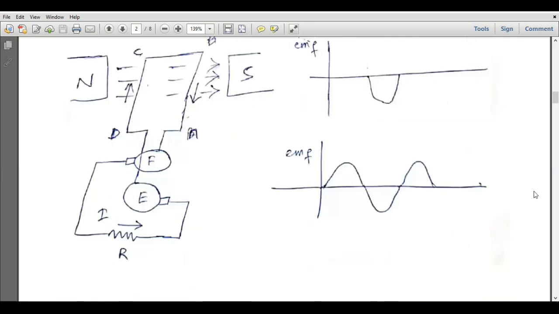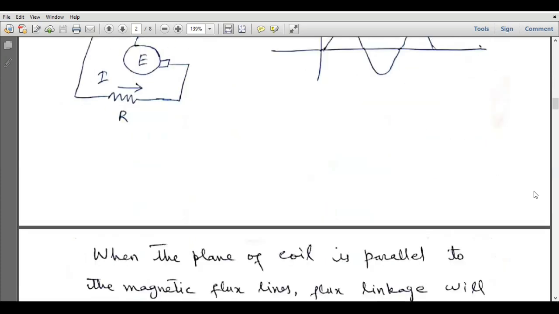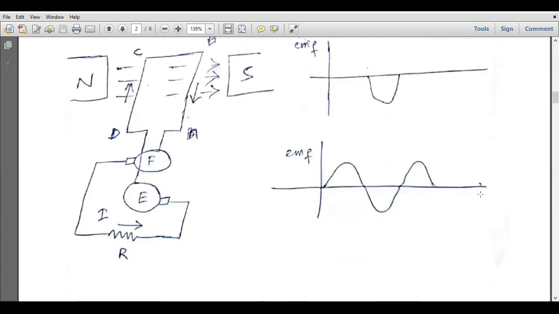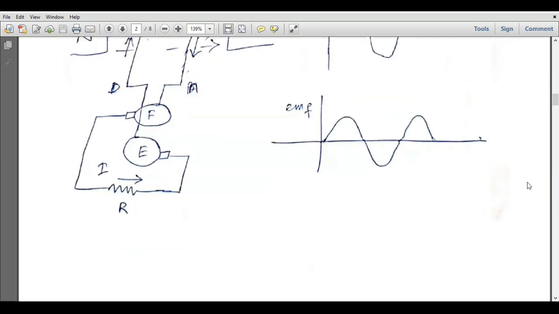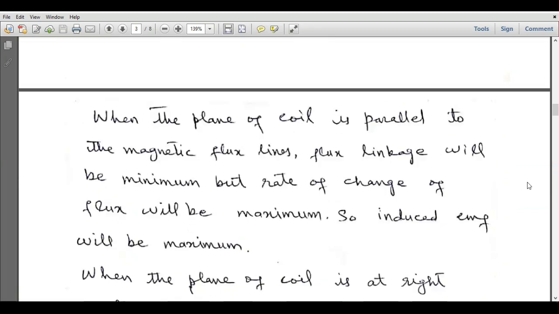Now the thing is we have to achieve DC voltage. So we have to replace these two slip rings with the split rings or commutator. I will tell you what a commutator is, but before that, let's read this. When the plane of the coil is parallel to the magnetic flux lines, flux linkage will be minimum, but rate of change of flux will be maximum. So induced EMF will be maximum.